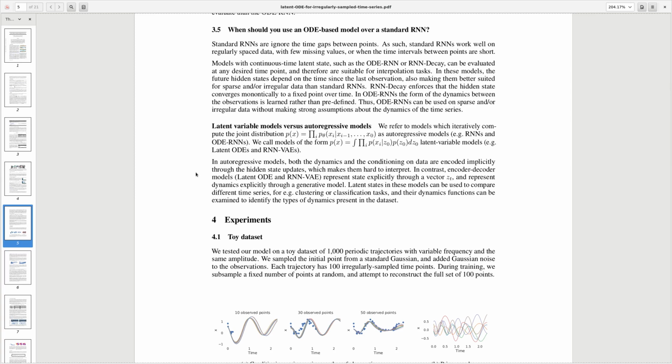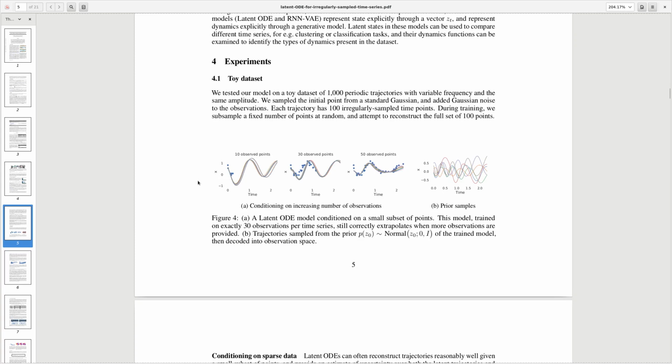Latent variable models versus autoregressive models. In autoregressive models, both dynamics and conditioning on the data are encoded implicitly through the hidden state updates, which makes them hard to interpret. In contrast, encoder-decoder models such as latent ODE and RNN-VAE represent the state explicitly through a vector z_t and represent the dynamics explicitly through the generative model. Latent space states in these models can be used to compare different time series, for clustering or classification tasks, and dynamics functions can be examined to identify types of dynamics present in the dataset.